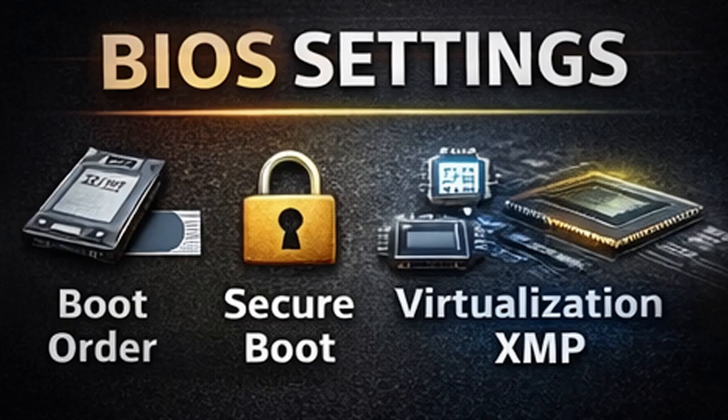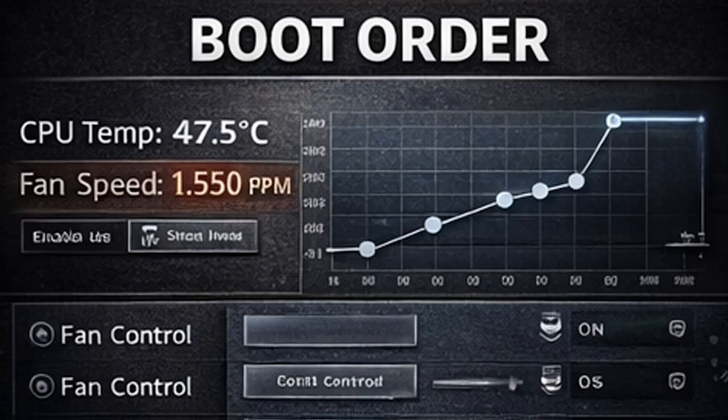Another common setting is XMP, also known as a memory profile. By default, RAM often runs at a lower speed than advertised. Enabling XMP allows your memory to operate at its intended speed, improving performance. Now let's talk about hardware monitoring. Inside the BIOS, you can check CPU temperature, fan speed, and voltage levels. This helps you detect overheating or hardware issues early. Some BIOS menus also allow you to control fan speed, balancing cooling and noise.